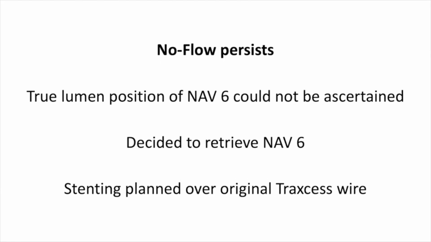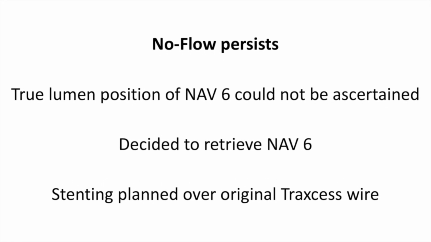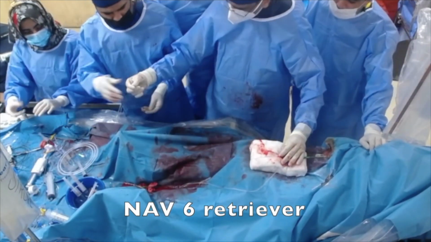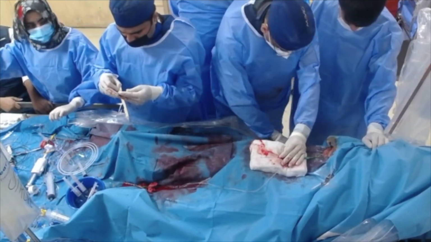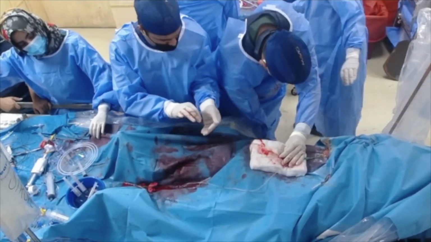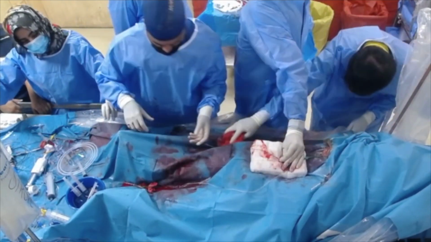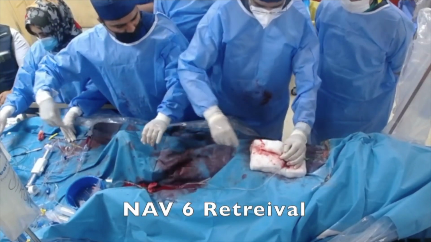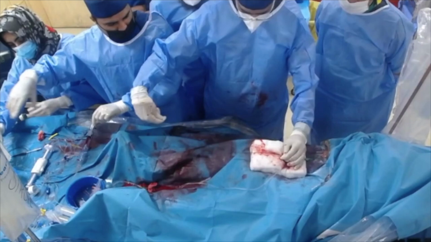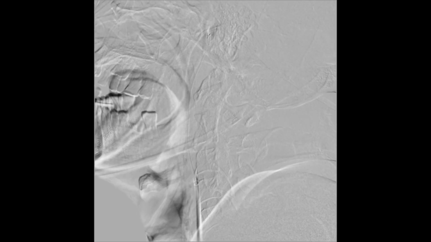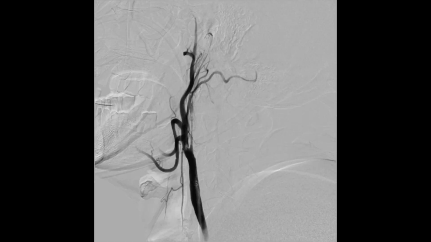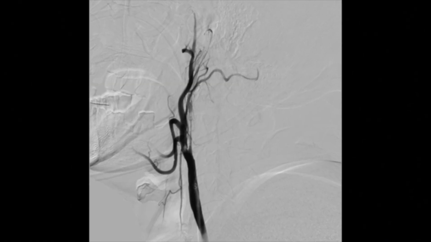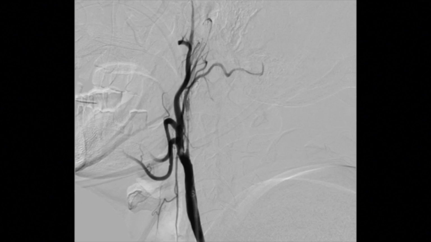So then my concern was if the NAV6 was actually in the true lumen. I decided to retrieve NAV6 and do the remaining procedure on my original Traxxas wire. So once the NAV6 was removed, I then took a contrast injection to see how things were after NAV6. But I could see a track going there, so there is still slow flow sort of a situation. So what should we do next?